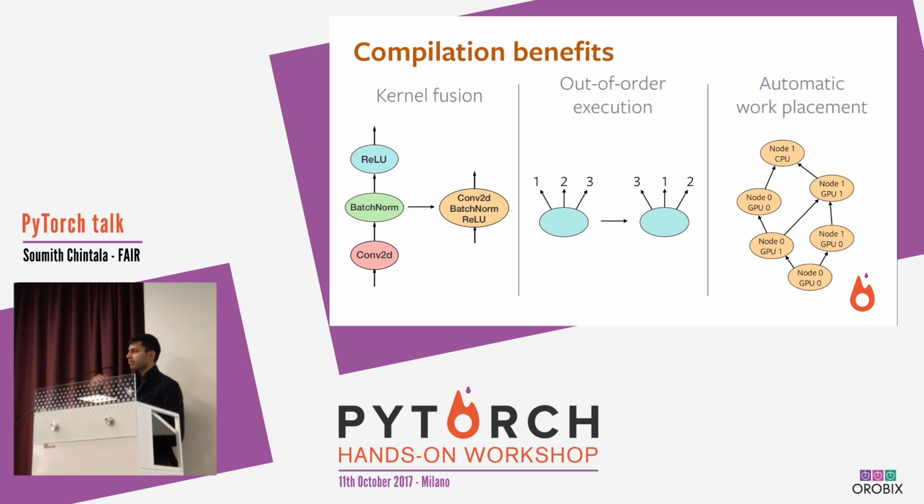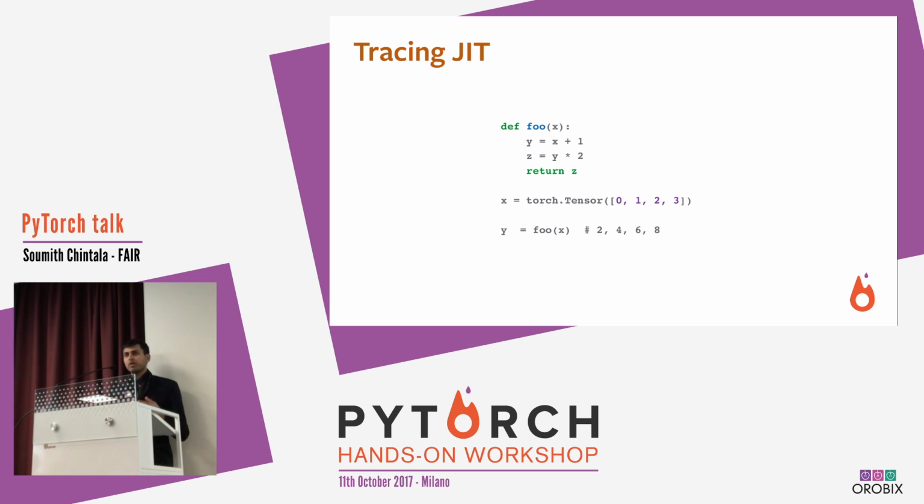So one of the benefits of having a compiler is fusion. Another one is you can change the order of execution of certain operations with guarantees that the result is the same, but they're typically faster. Another one is, let's say you have some CPUs, some GPUs, you have a lot of computation. The compiler can decide, oh, I have this other GPU free, I'll just automatically place some work on this one, and so on.